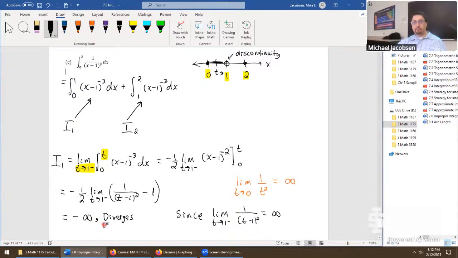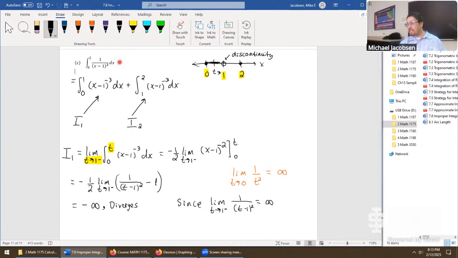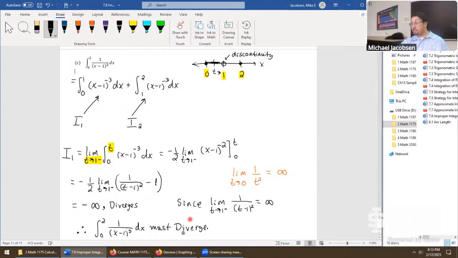If you left your problem right here, I wouldn't be super picky, but we are only saying this diverges. Our real conclusion should be that this diverges up here. So let's say as one overall large conclusion, therefore, the original integral from 0 to 2 of 1 over (x minus 1) cubed dx must diverge. Must is a very strong word, but that's the concept here. If one part fails to converge, the whole thing is divergent altogether.